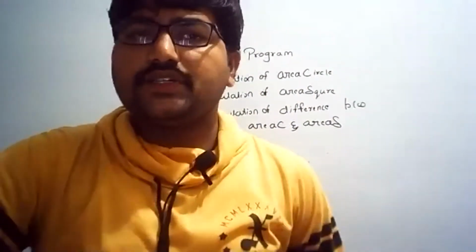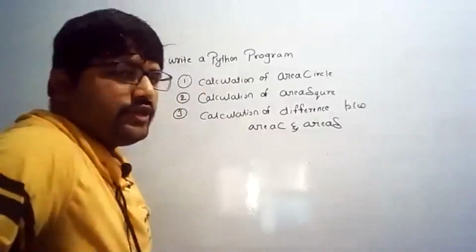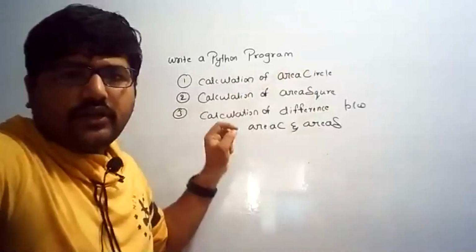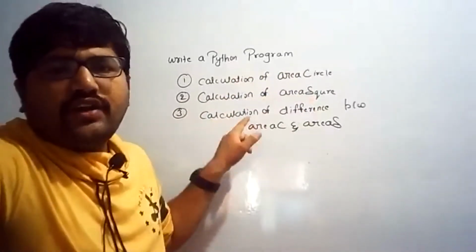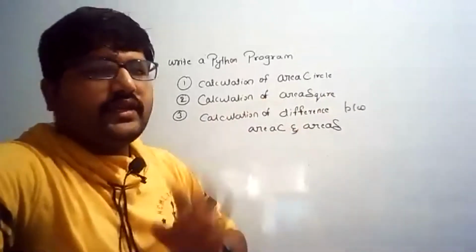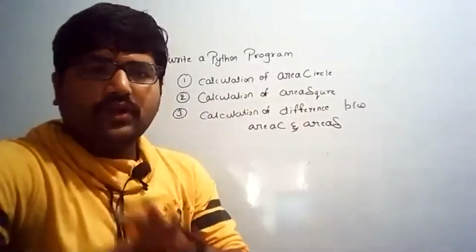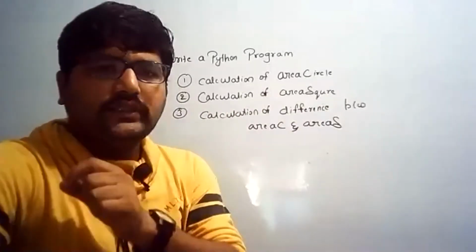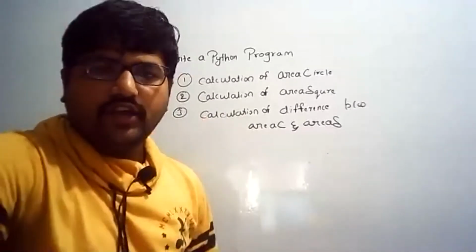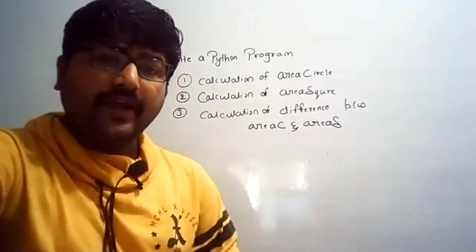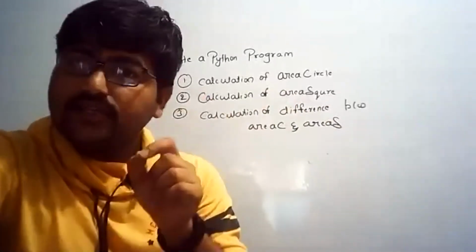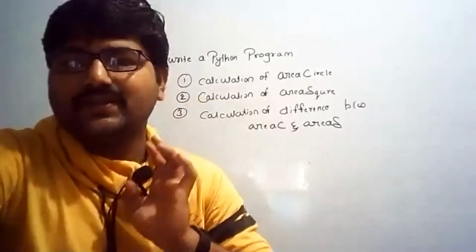In the previous session, I had given us a question: you need to write a Python program that calculates the area of a circle, the area of a square, and the difference between the area of the circle and the area of the square. It is a very simple program for you because you already learned these concepts in C, C++, and Java also. So now let us learn how to write a Python program to calculate the area of circle, then the area of square, and lastly the difference.